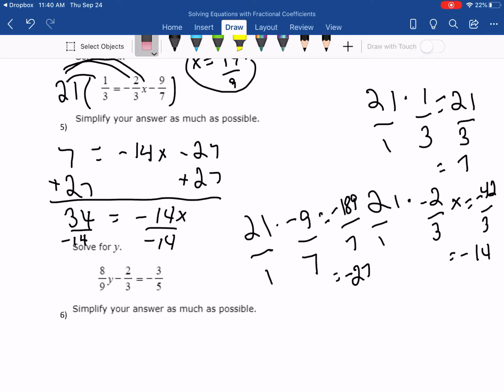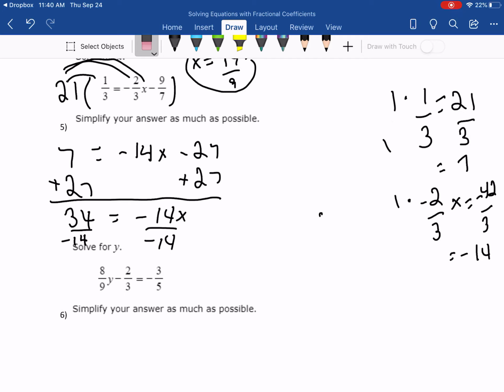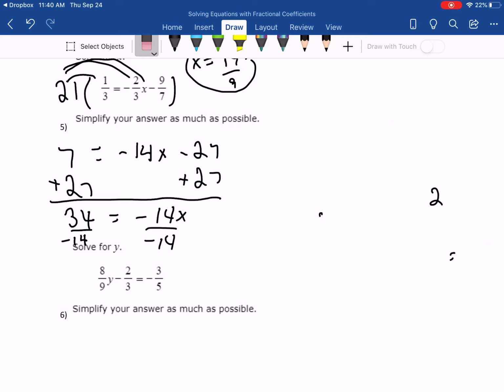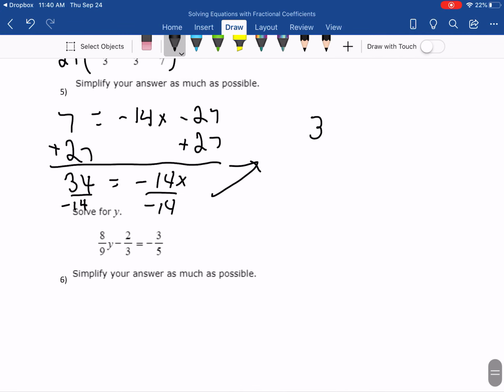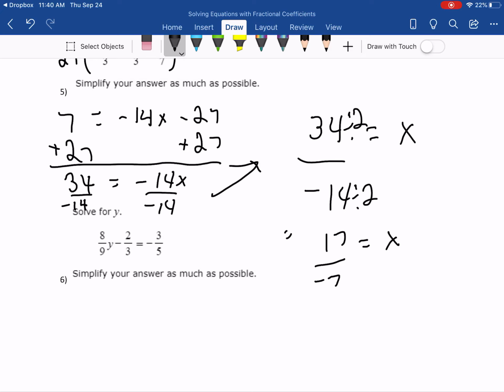Get rid of the negative 14. This is getting a little messy. Okay, I'm going to come back up here. So we got 34 over negative 14 equals x. So 34 is not divisible by 14. Let's just simplify the fraction. If we divide everything by 2, we have 17 over negative 7 equals x. And of course, we'll just bring the x to the front.